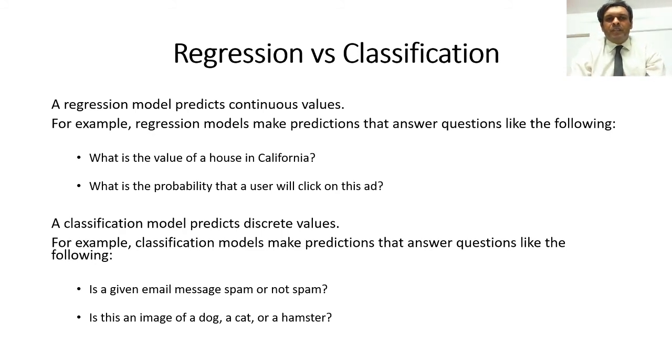Or, what is the probability that a user will click this ad, based on the set of data that we have? So that is what a regression model is.